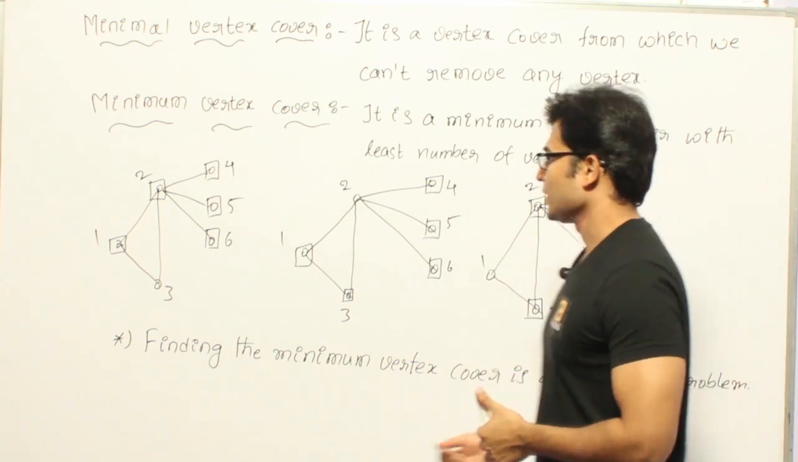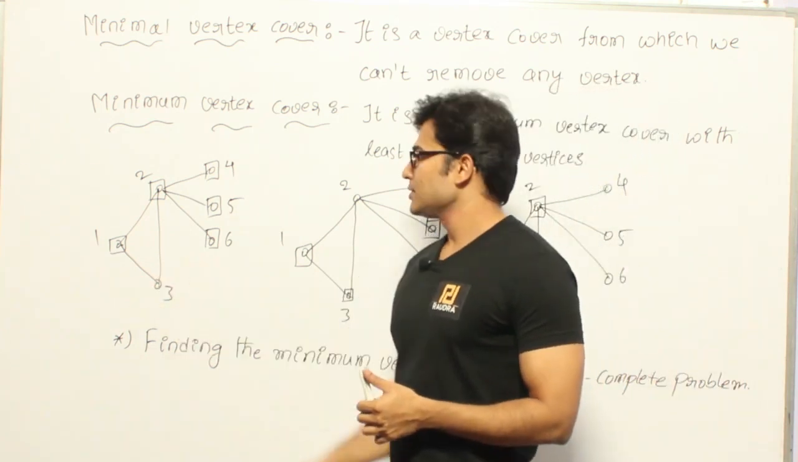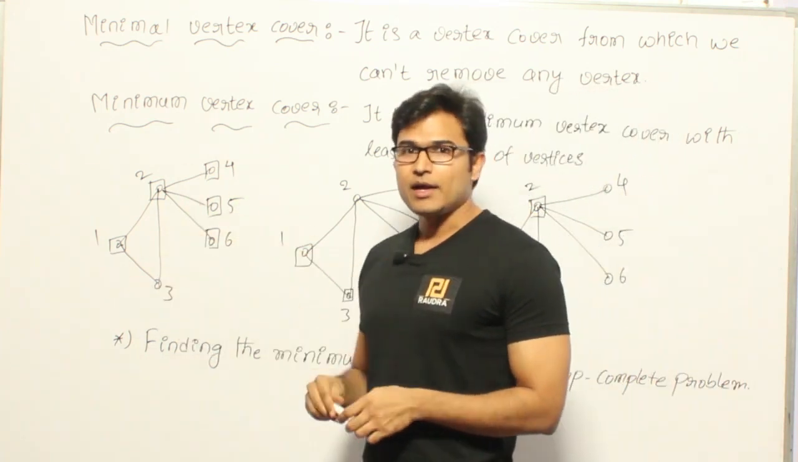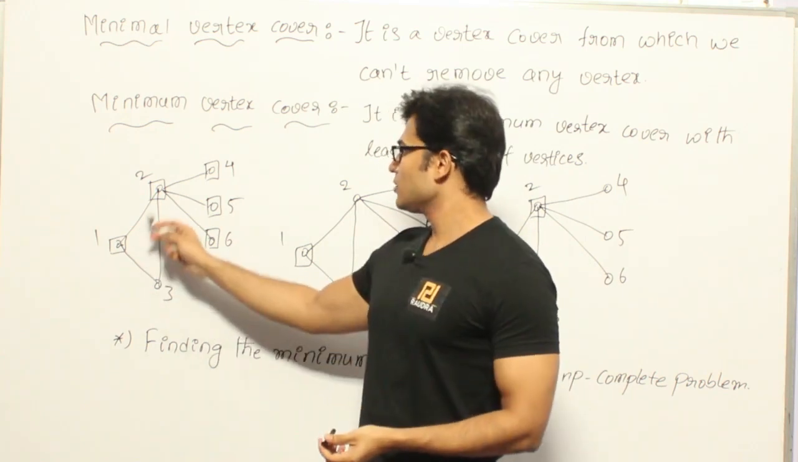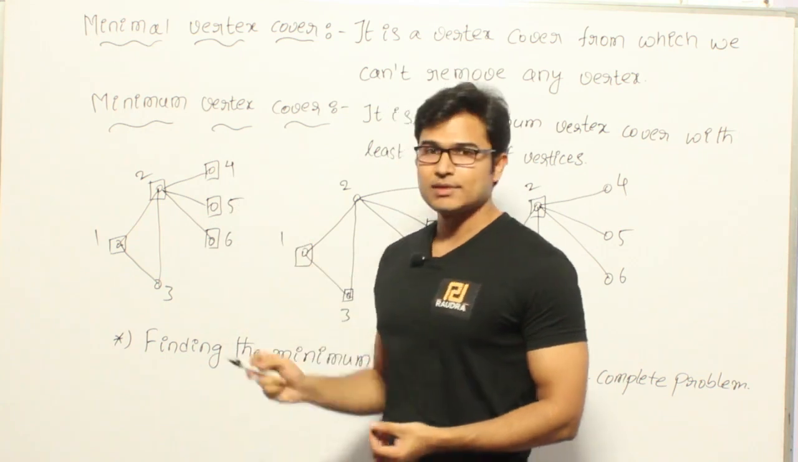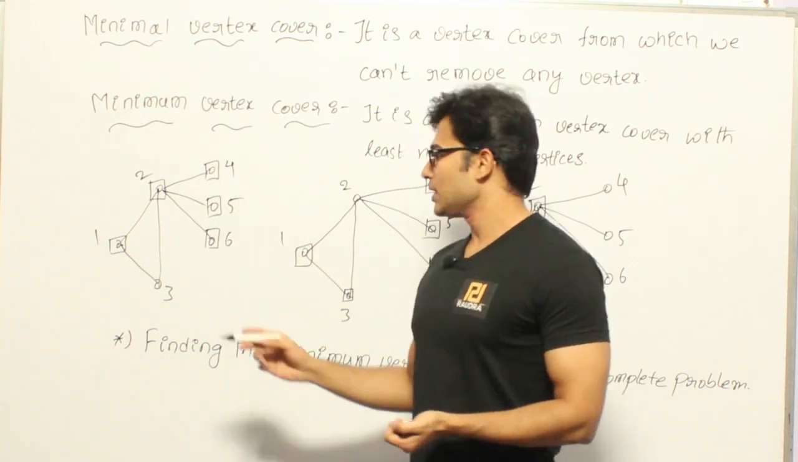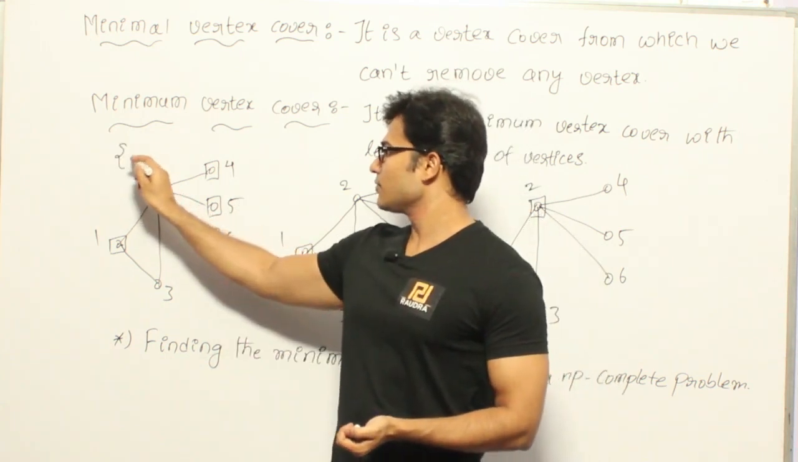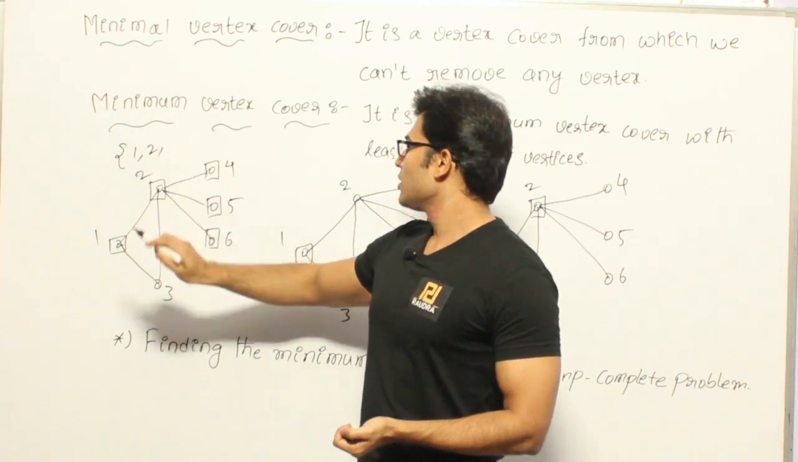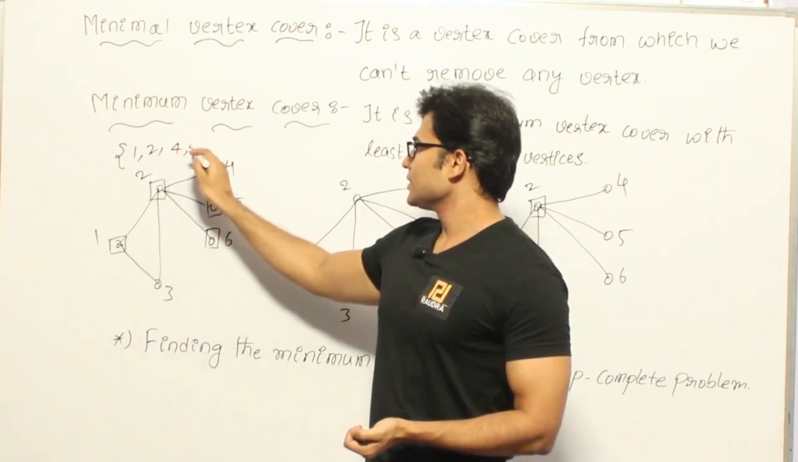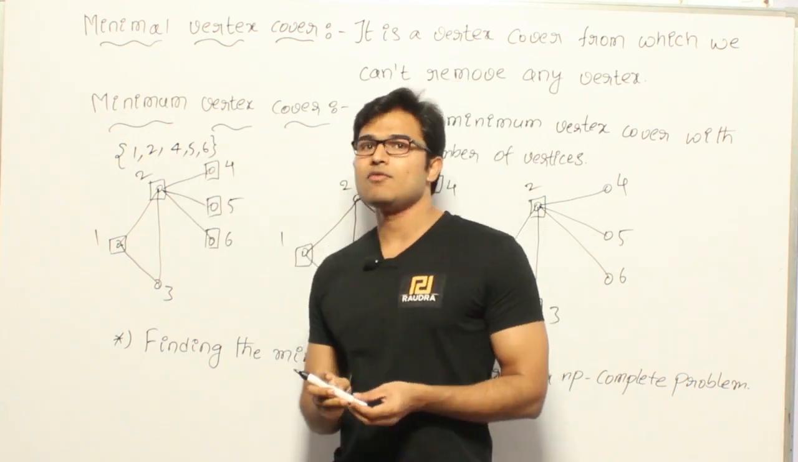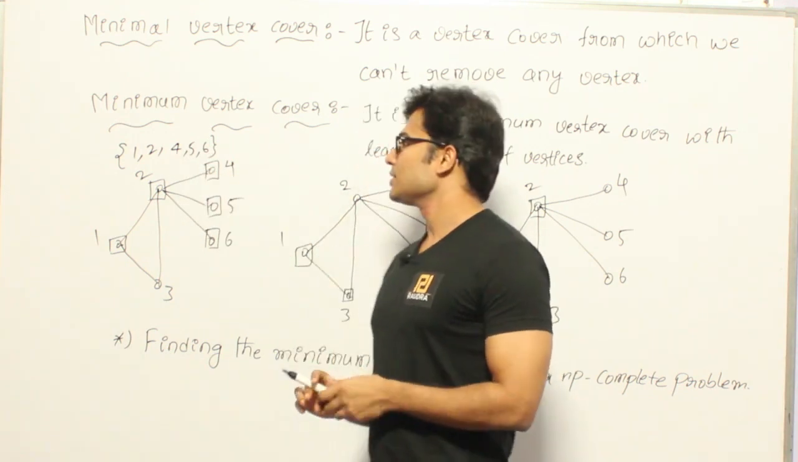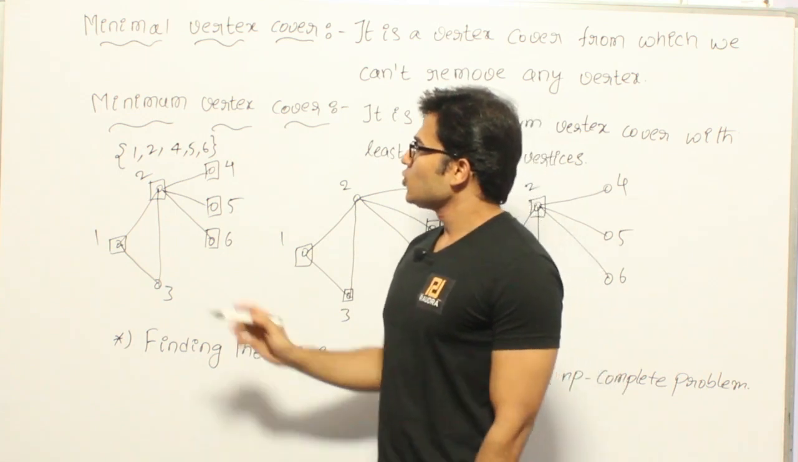For example, let us say this is the graph we have, and now in my vertex cover I have included the vertices 1, 2, 4, 5, 6. This one is not minimal. What is the meaning of it? See this, if I include 1, 2, 4, 5, 6, I cannot call this vertex cover the minimal vertex cover. The reason is 2 is not required.